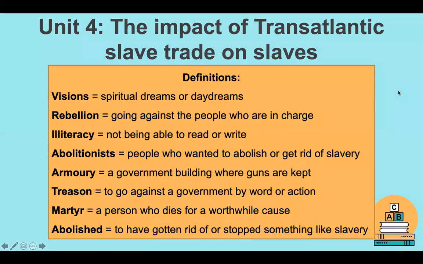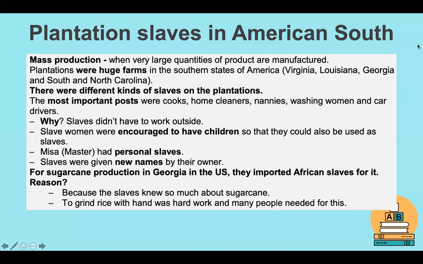Right, then for today, we're going on with Unit 4, page 111 to 113. Just a few definitions that you need to go through. Your teacher can pause here and read through it with you. And then plantation slaves in the American South. So with the mass production, this refers to when very large quantities of products are manufactured.